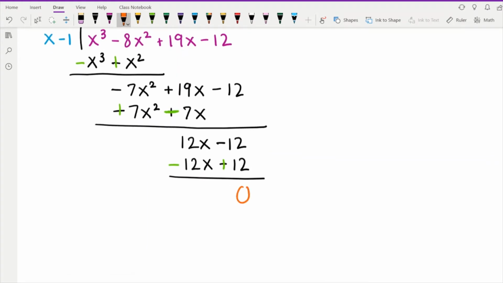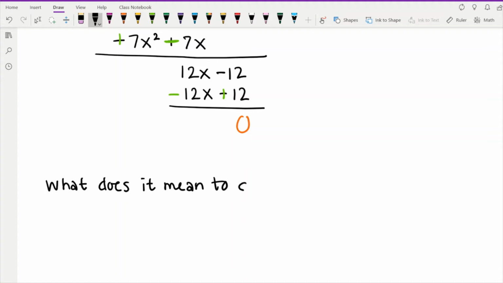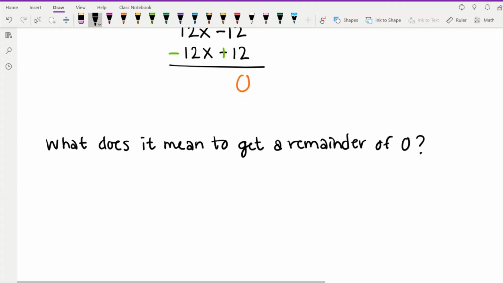So what does it mean to have a remainder of 0? What does this tell us? I want to think for a moment about just numbers. I'm going to give a simple example. So let me write this down. What does it mean to get a remainder of 0? So let's just think about numbers for a second.